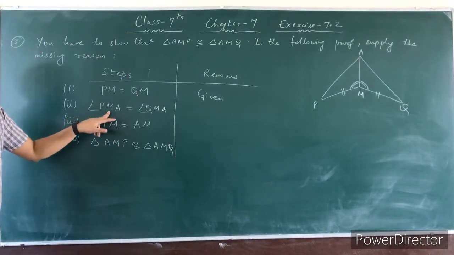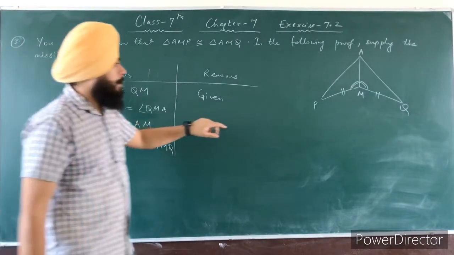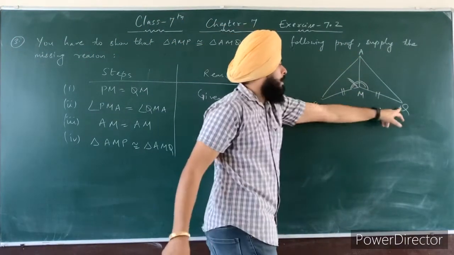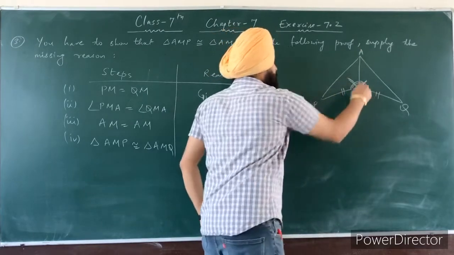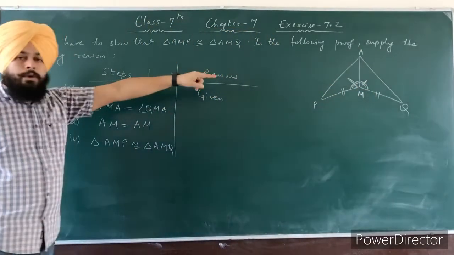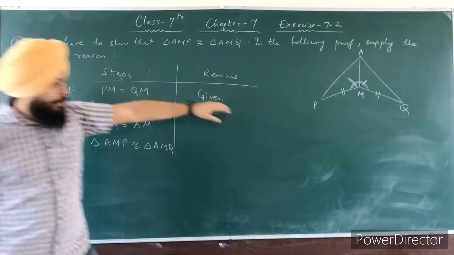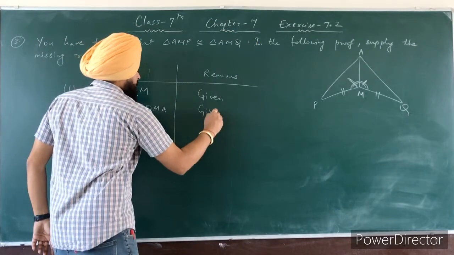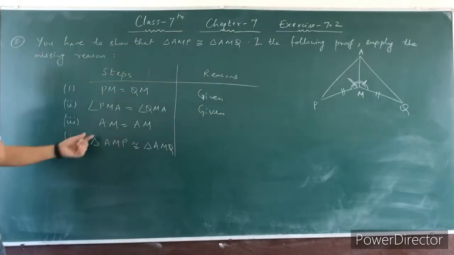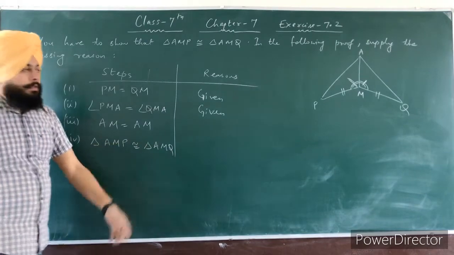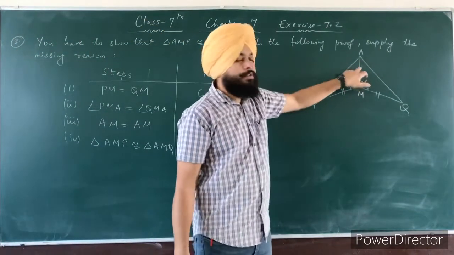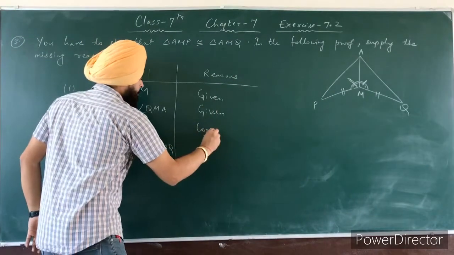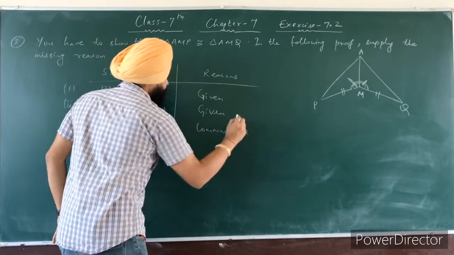Next, angle PMA is equal to angle QMA, which is PMA, this one, and QMA, this one. So it is again given equal. It is the mark for equality of two angles. So you write here given. Next, third one is AM is equal to AM. Again, AM is common between both of these two triangles. So you write here common side. AM is equal to AM, common side.